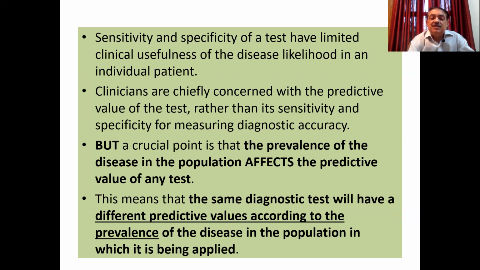Now, sensitivity and specificity of a test have limited clinical usefulness of disease likelihood in an individual patient when there is an epidemic. Clinicians are chiefly concerned with the predictive value of the test rather than its sensitivity and specificity for measuring diagnostic accuracy. But we must remember a crucial point is that the prevalence of disease in the population affects the predictive value of any test. This means that the same diagnostic test will have different predictive values according to the prevalence of the disease in the population in which it is being applied. So we must know about the prevalence when we are talking about predictive value.